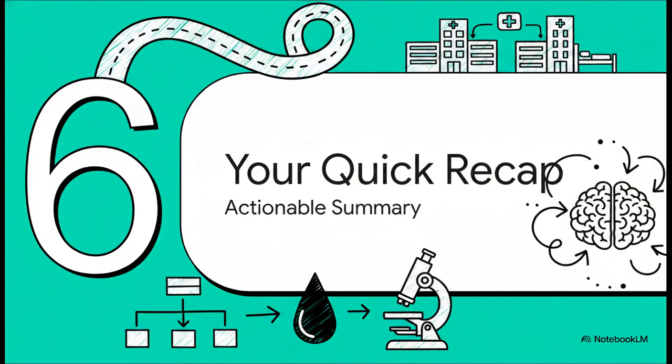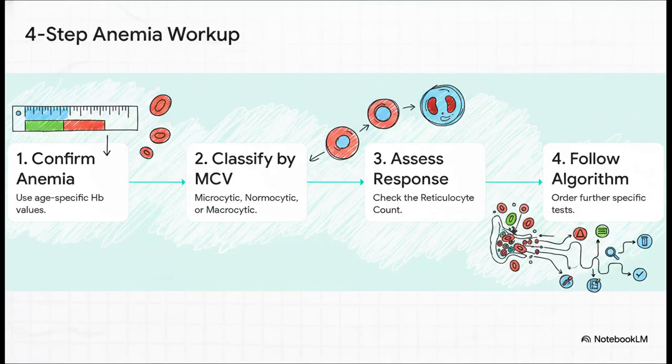Okay, we have covered a ton of ground. Let's boil it all down into one simple, actionable summary that you can use on the wards, starting tomorrow. Here it is, your 4-step plan. Step 1, confirm it's actually anemia using age-specific values. Step 2, classify it using the MCV. Step 3, check the reticulocyte count to see how the bone marrow is responding. And step 4, follow the right algorithm to nail down the specific cause.